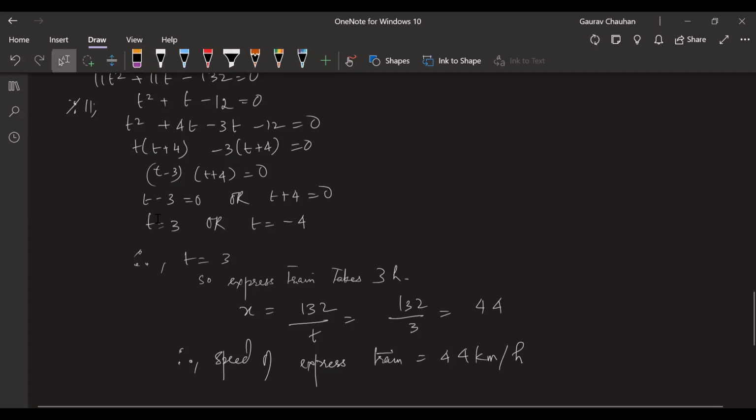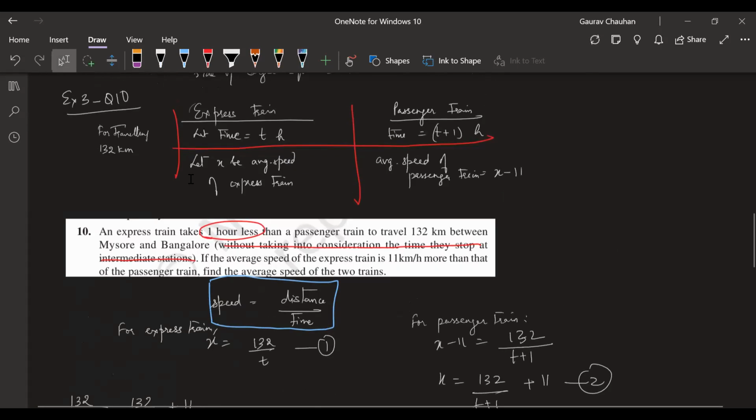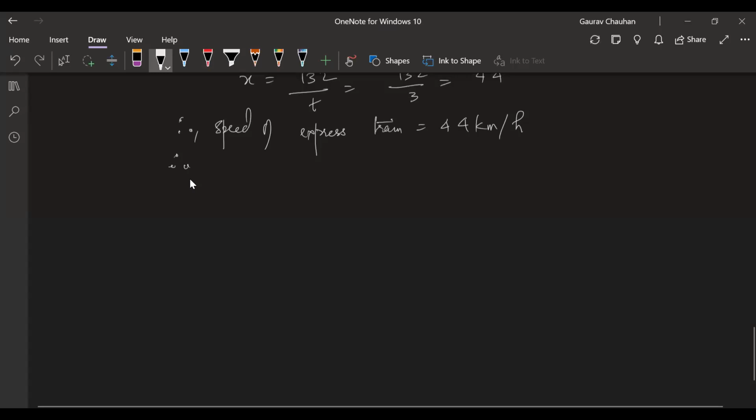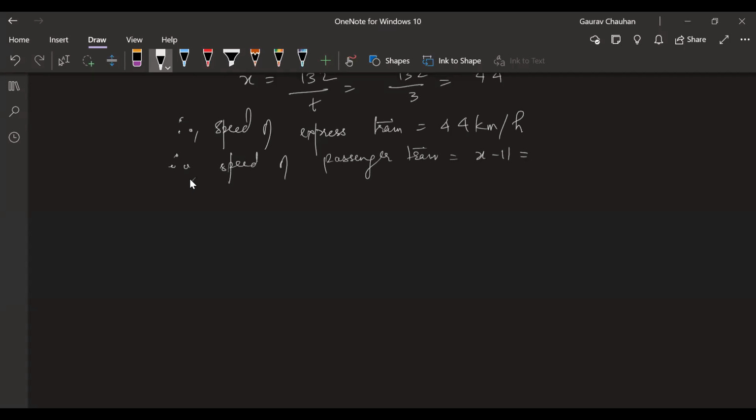Now, they're asking the speed of both trains. What is the speed of the passenger train? It is x minus 11. Therefore, speed of passenger train is equal to x minus 11, which is 44 minus 11. That's equal to 33 kilometer per hour.